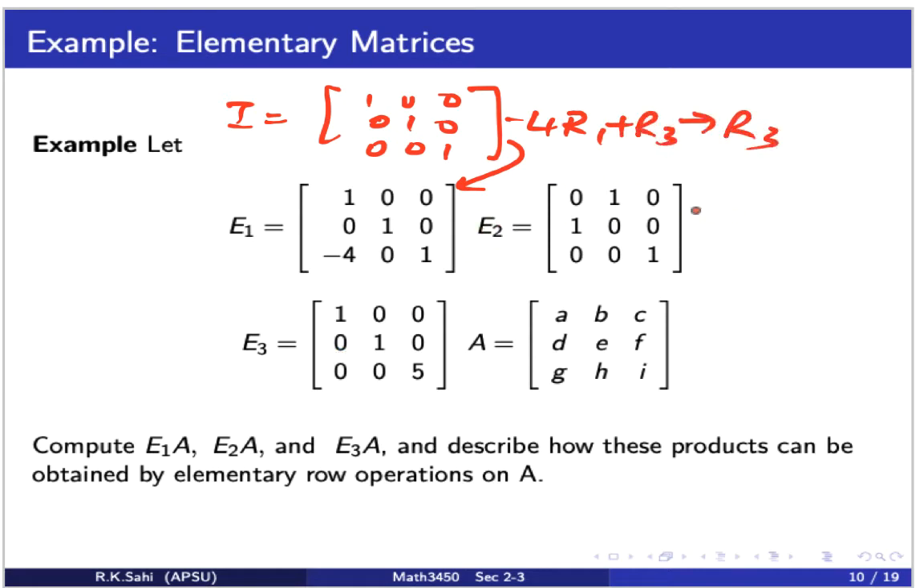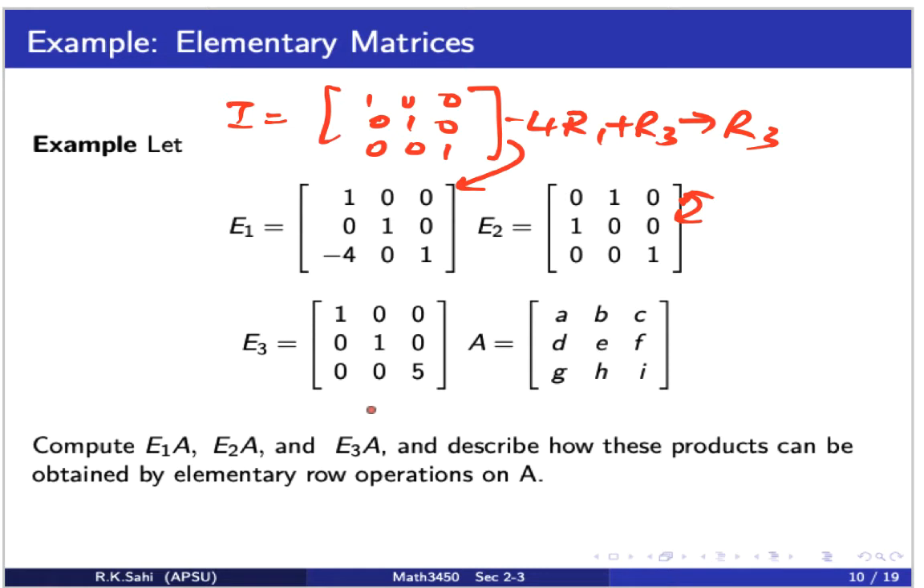What's E2? E2 basically is flipping the identity matrix's R1 and R2. That's what is happening. That's a flip of these two. What's E3 doing? E3 is basically multiplying the last row by a 5.